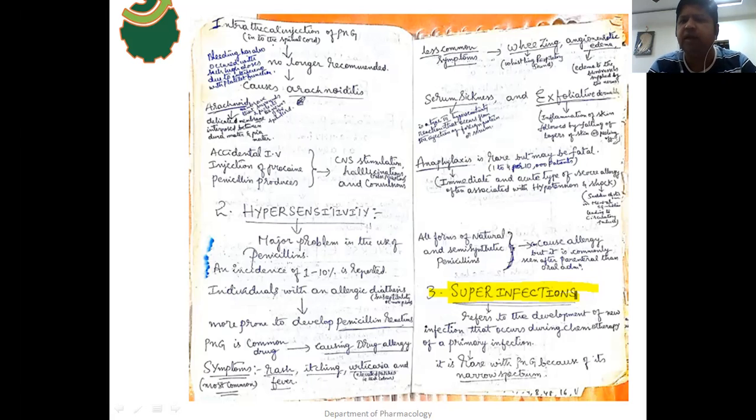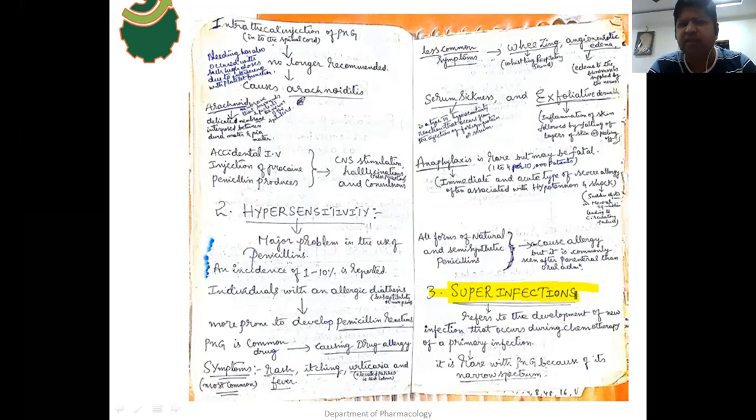Technically, we can define it in this manner: destruction of normal non-pathogenic friendly bacteria by a broad spectrum antibiotic, giving space for the development of new infection. So a broad spectrum antibiotic will kill the harmful bacteria, but it may also kill the friendly bacteria present in your GIT, and it may open the doors for new infections. That is what we call super infection.